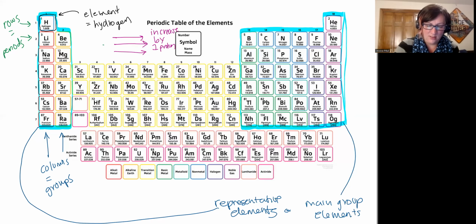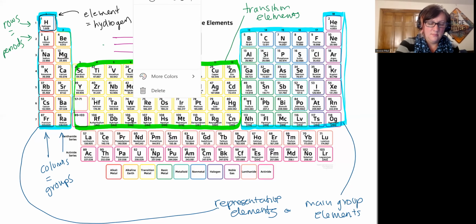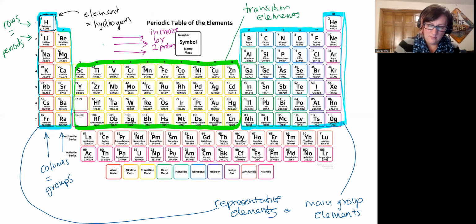I can change my color. This block right here, these are the transition elements. And down here at the bottom, we've kind of mentioned these already, but these are the lanthanides and the actinides.